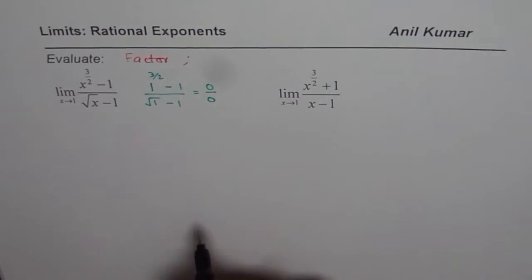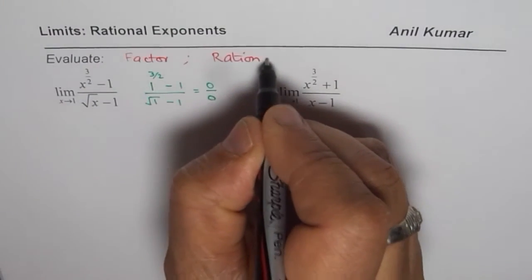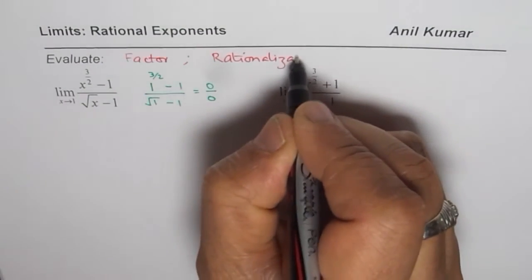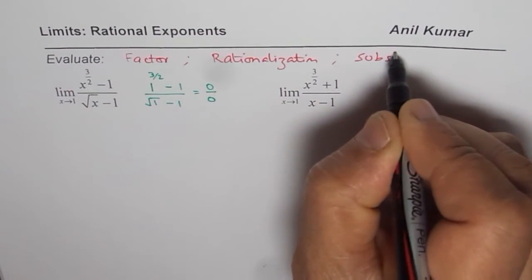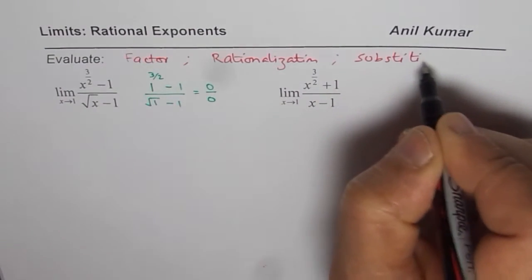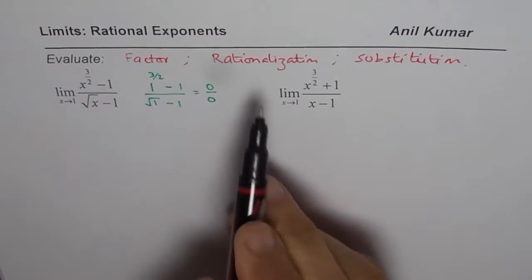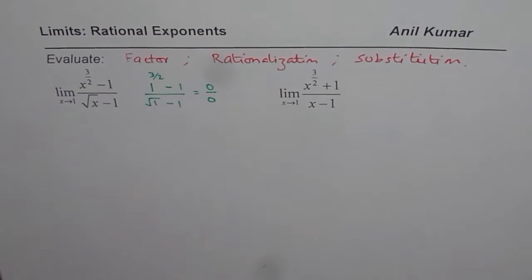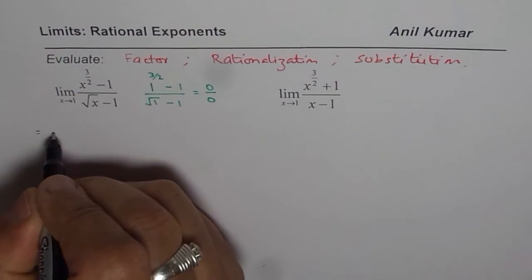I hope you remember the other two methods which we call rationalization and substitution. So these are other methods which could be adopted. Okay, so we'll explore more examples with those methods, but this one I prefer to do with factoring. So let's see how to factor and solve this particular limit.